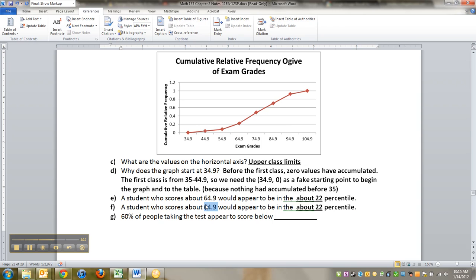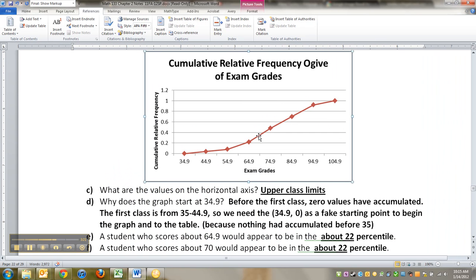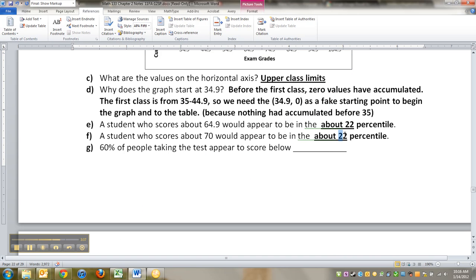So if you scored 70, it would appear to be about, okay, so take the 70. There's 70. Go to the left. And it looks like it's about 30. Okay, 30 would be halfway, but we're a little bit above that. So 35 maybe? I mean, you're just rounding it. It's not, you know, perfect.